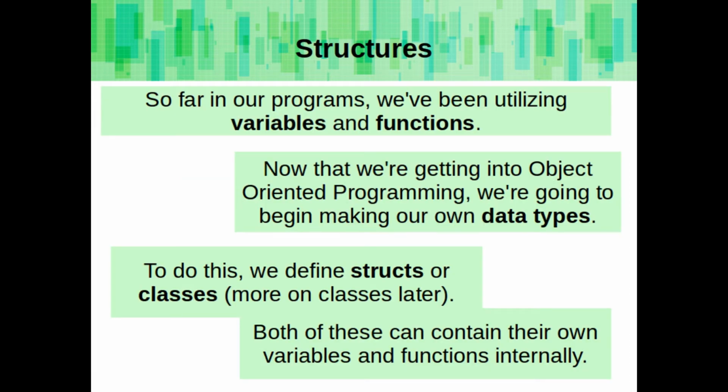So far in our programs, we've been utilizing variables and functions. Now that we're getting into object-oriented programming, we're going to begin making our own data types. To do this, we define structs or classes. More on classes later. Both of these can contain their own variables and functions internally.